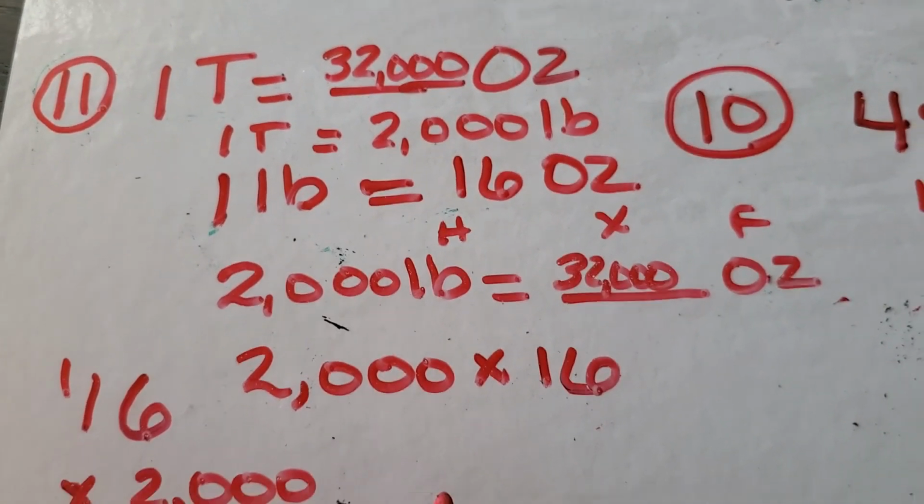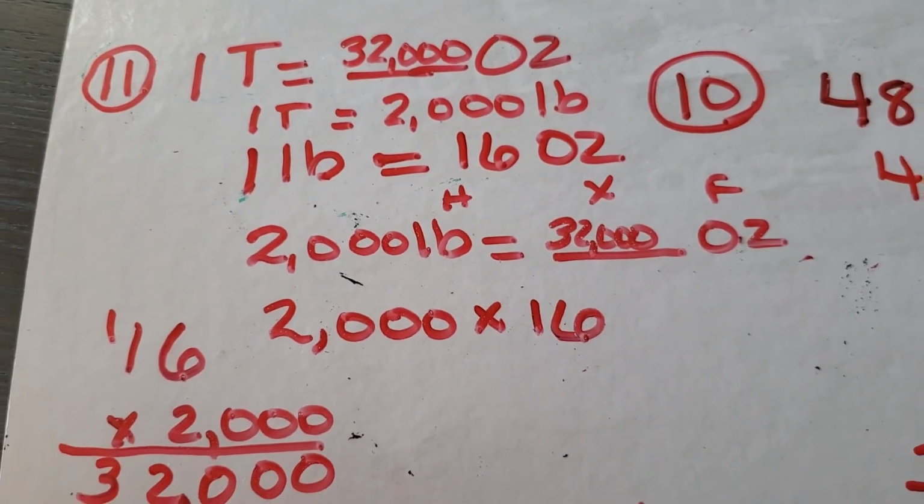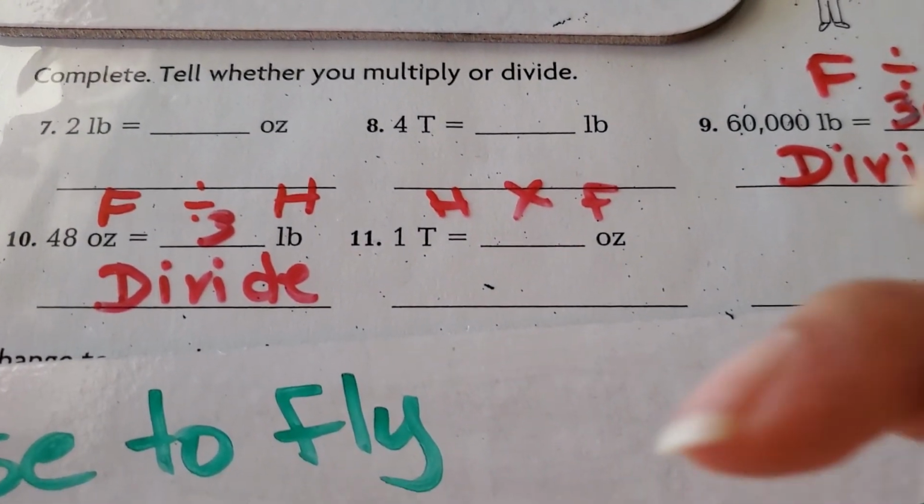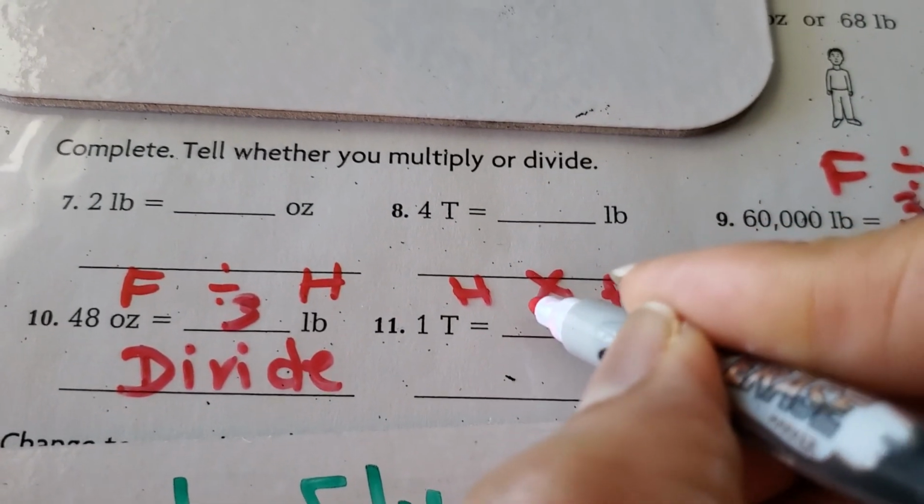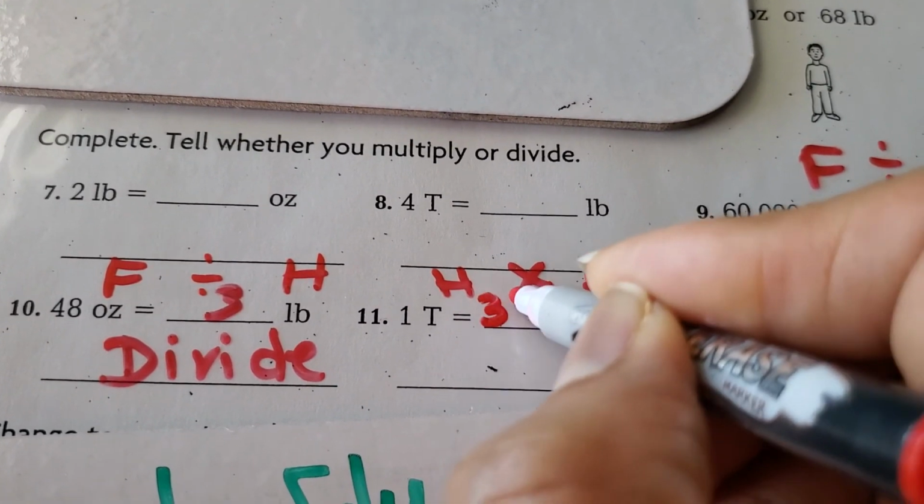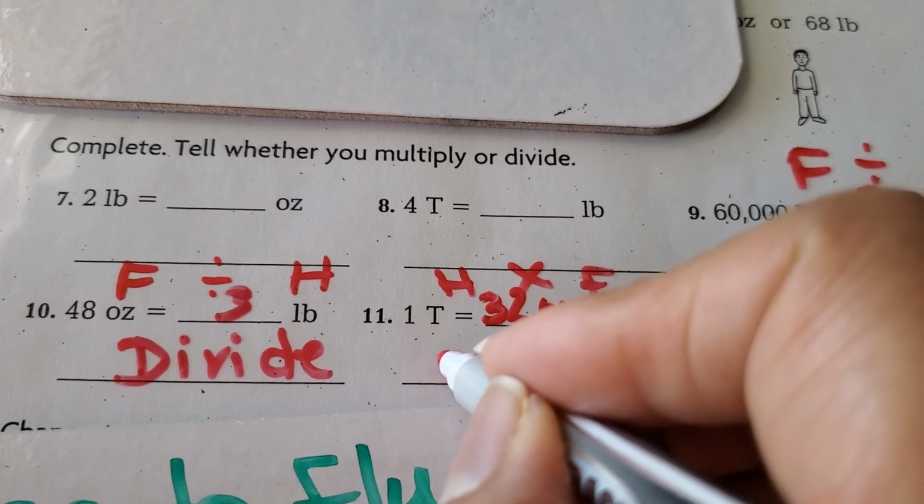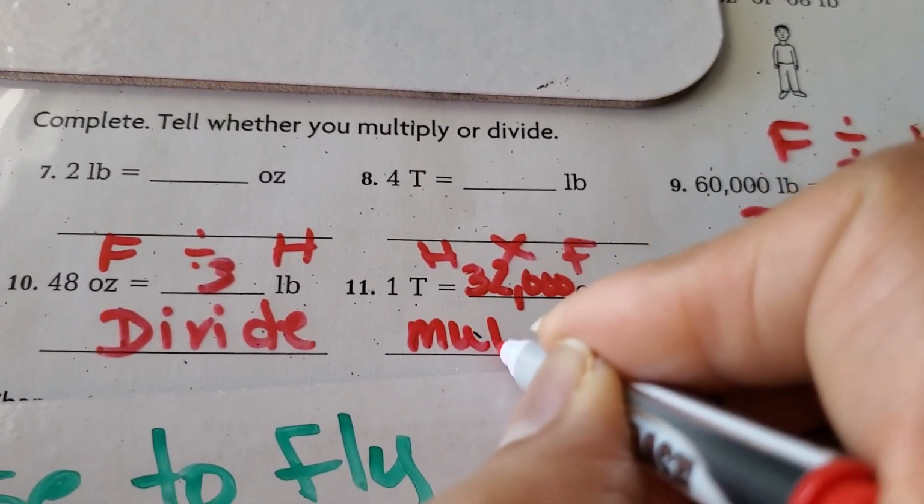Okay? And let's go back and write our answer on our paper. So 1 ton equals, of course, 32,000 ounces. And we did what? Multiply.